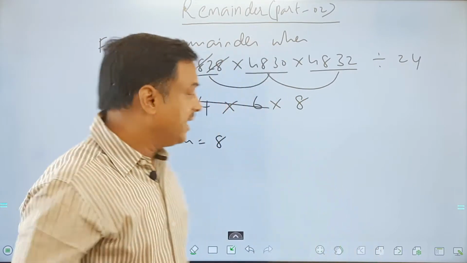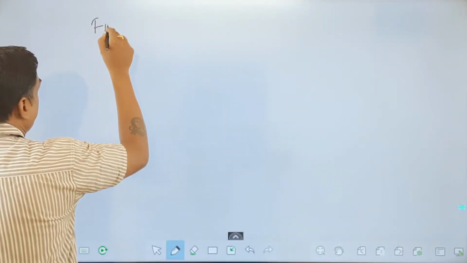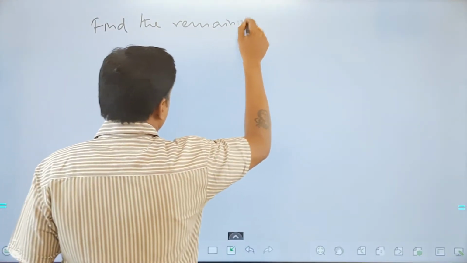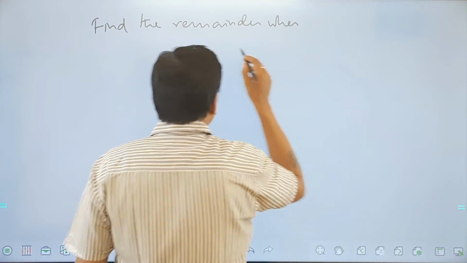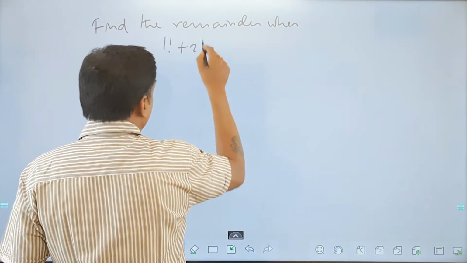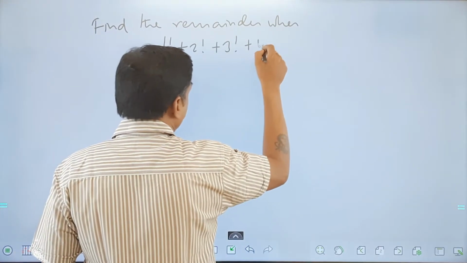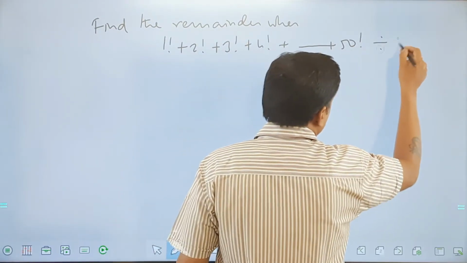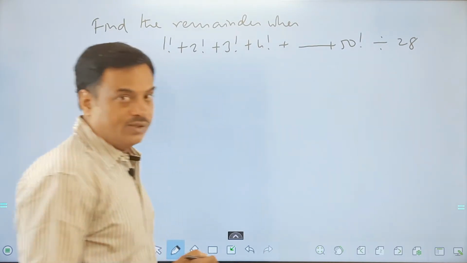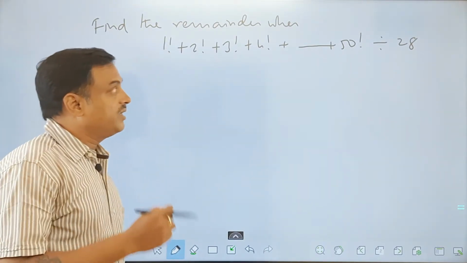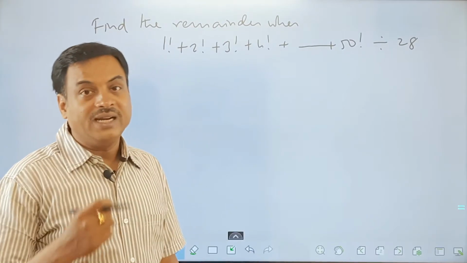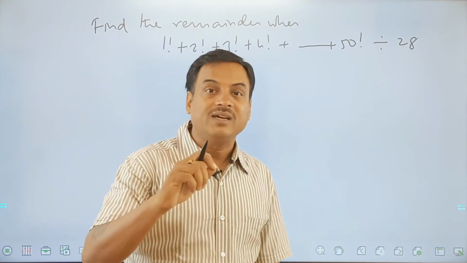Okay. Let me take another example on this. Question is find the remainder when 1 factorial plus 2 factorial plus 3 factorial plus 4 factorial and so on up to 50 factorial is divided by 28. 1 factorial, 2 factorial, 3 factorial, 4 factorial so on up to 50 factorial, when divided by 28, what is the remainder?